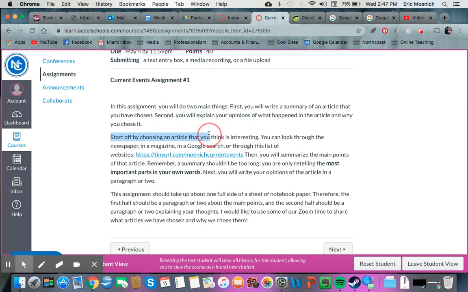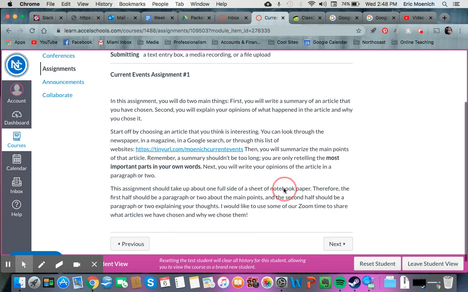Now, you're going to start off by choosing an article that's interesting and important, right? I don't really care very much where you get it from in terms of a newspaper or a magazine or your phone or the internet or wherever, right? As long as it's an article that's important to you and that you think it's important for people to know about, right? So you're going to choose that first. Then you summarize the main points in your own words, though, right? And then your opinion is the second half. Now, it should take up about one full side of a sheet of notebook paper, right? So, if you're typing that online, just think about how many words that would be. Make sure that you're writing enough.